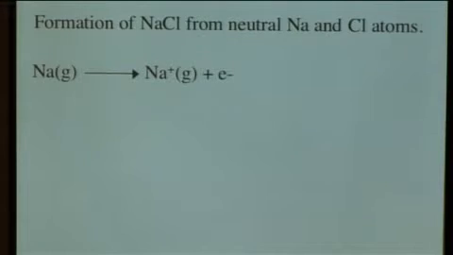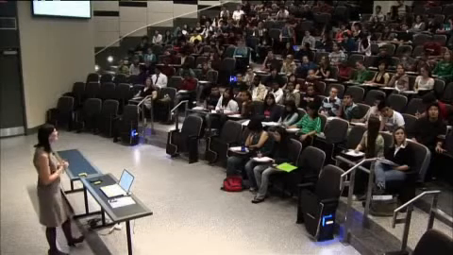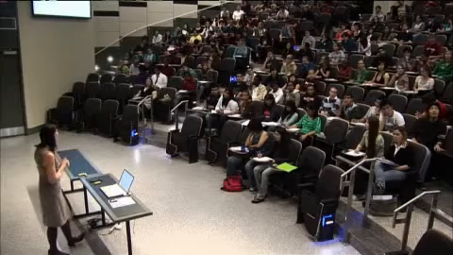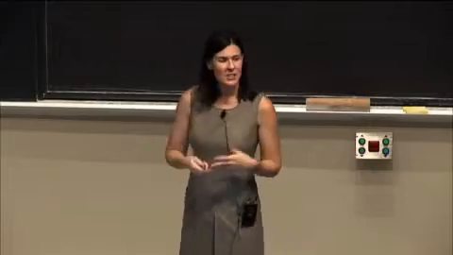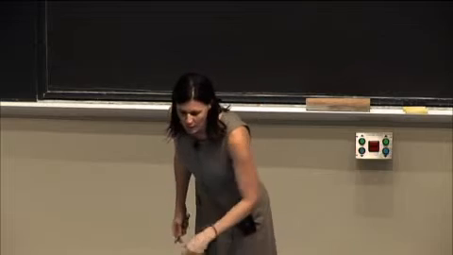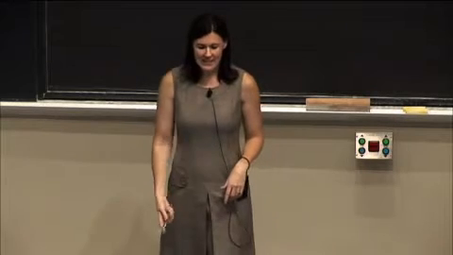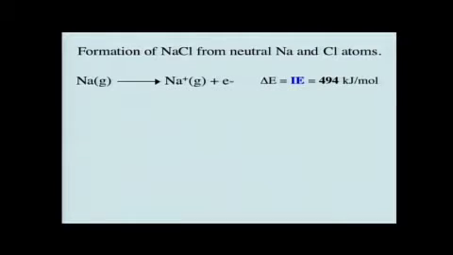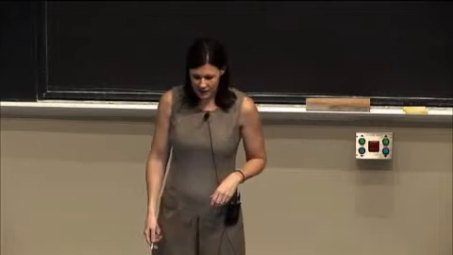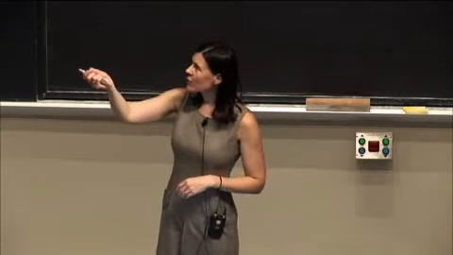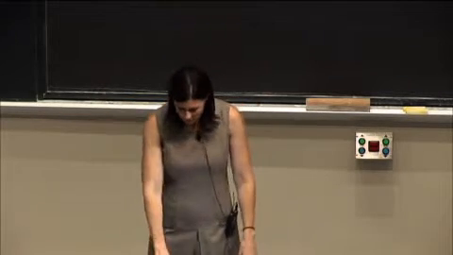What does this process look like to you? Is this one of those periodic trends, perhaps? Can anyone name what we're looking at here? Exactly, ionization energy. So if we're going to talk about the energy difference here, what we're going to be talking about is the ionization energy, or the energy it takes to rip off an electron from sodium in order to form the sodium plus ion. So we can just put right here, that's 494 kilojoules per mole.